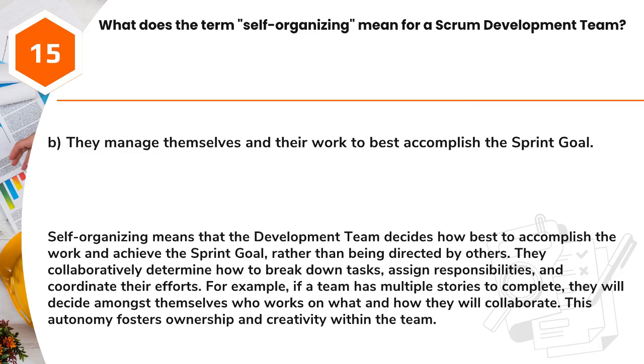Answer: B. They manage themselves and their work to best accomplish the sprint goal. Self-organizing means that the development team decides how best to accomplish the work and achieve the sprint goal, rather than being directed by others. They collaboratively determine how to break down tasks, assign responsibilities, and coordinate their efforts.